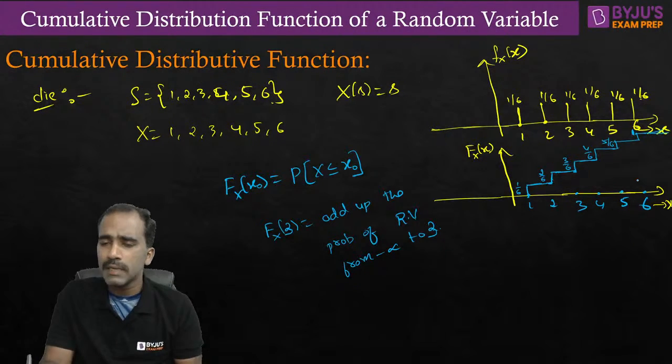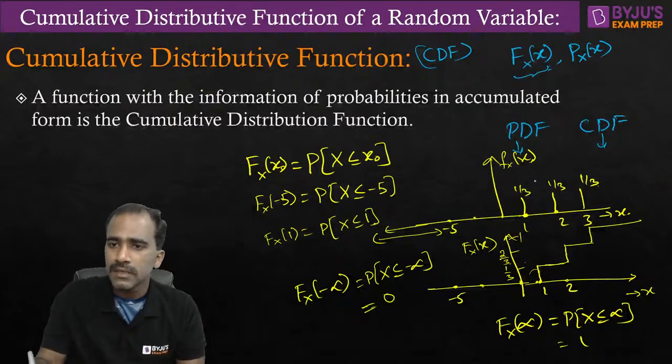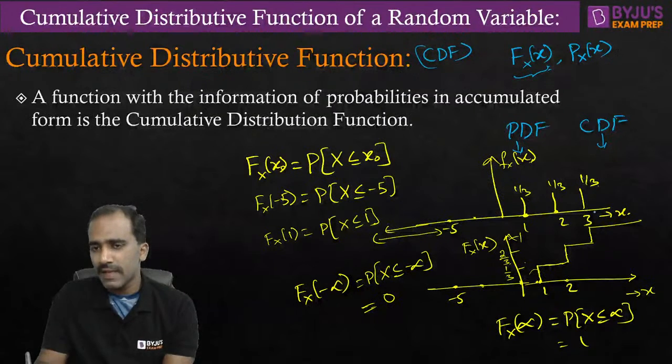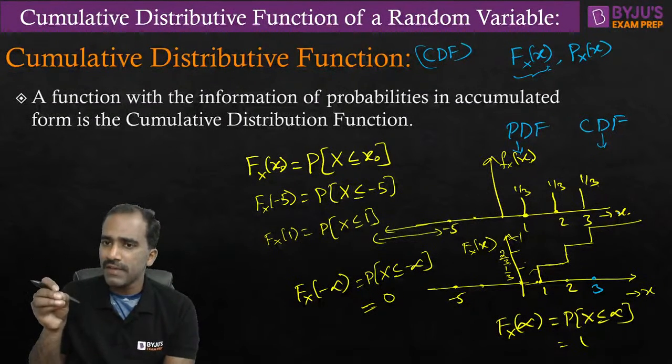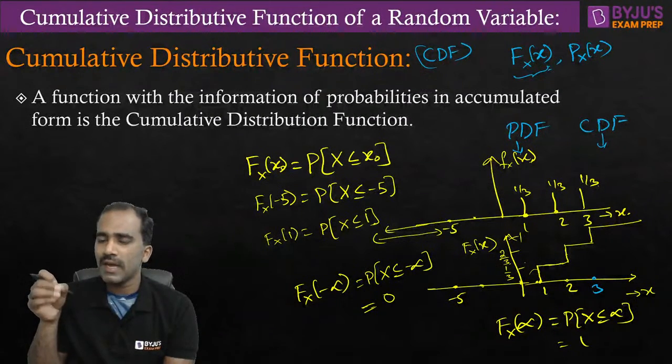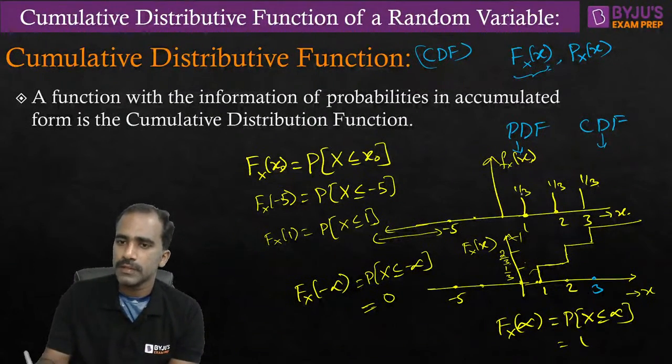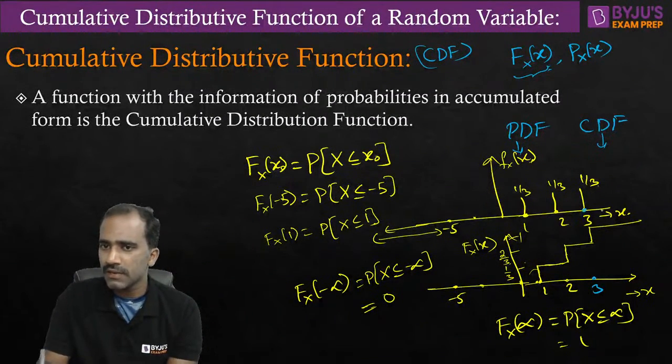Okay, which value? It depends on the example. In the previous example, the highest value of random variable with non-zero probability is 3. At 3 we are having a probability of 1 by 6. After 3 there is no value of random variable which is having non-zero probability. So that's why it is becoming constant after 3. CDF has become constant after 3. Whatever is the highest value of random variable with non-zero probability, after that point the CDF will become 1. So that's why after that point the CDF is becoming 1.